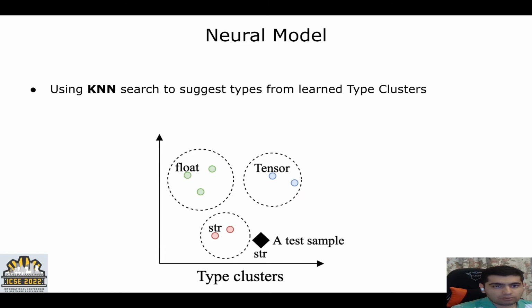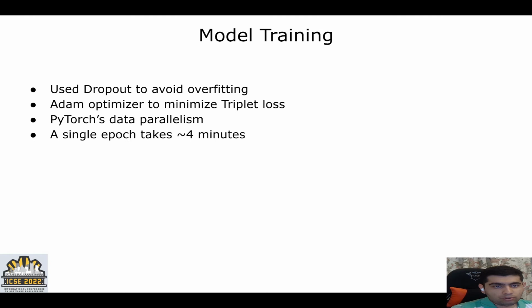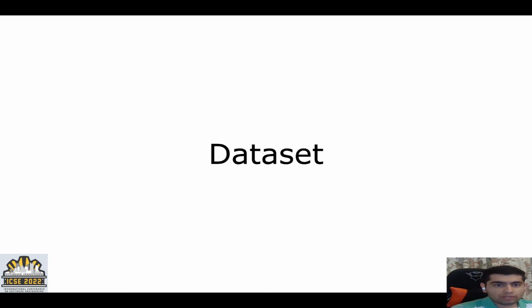to suggest types from the learned type clusters. For model training, we use the dropout technique to avoid overfitting, and we used Adam optimizer to minimize triplet loss. And we also employ PyTorch data parallelism to speed up the training phase. Now I'd like to talk about our type check dataset, which is part of our contribution.